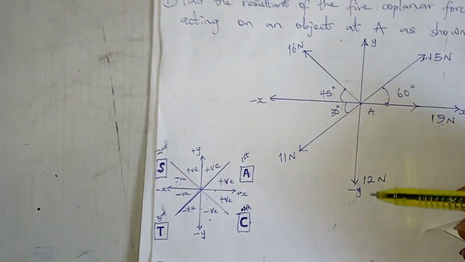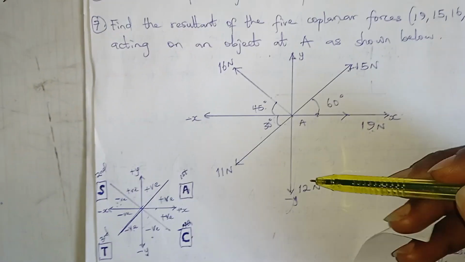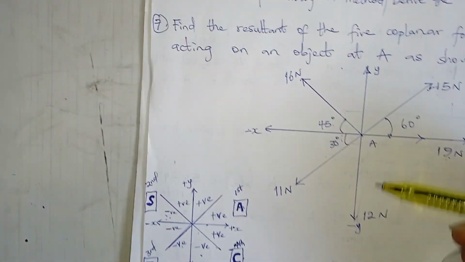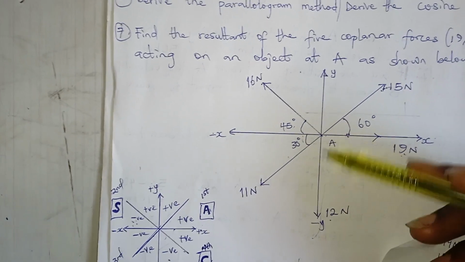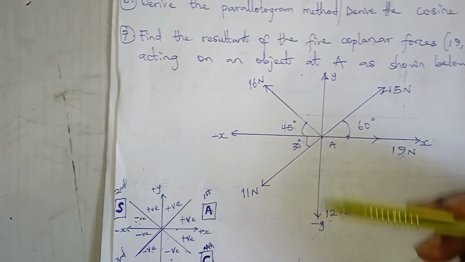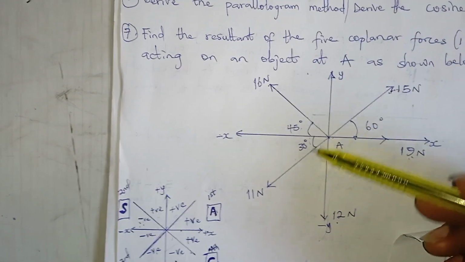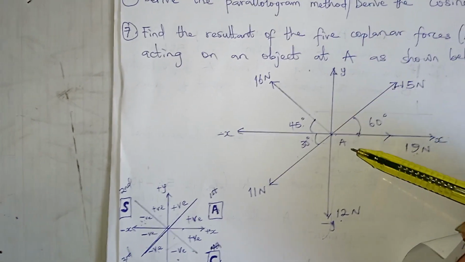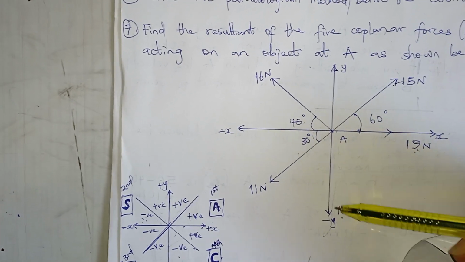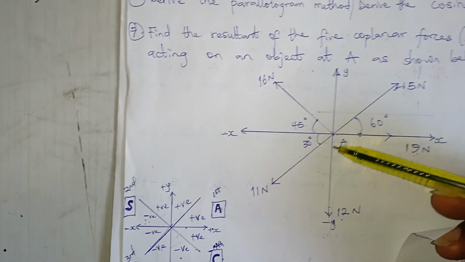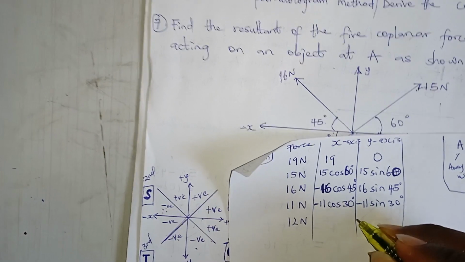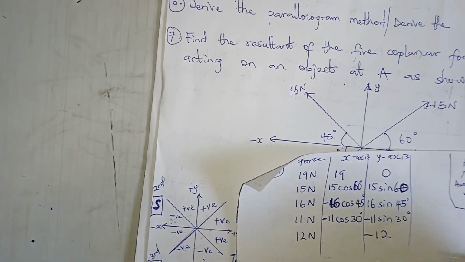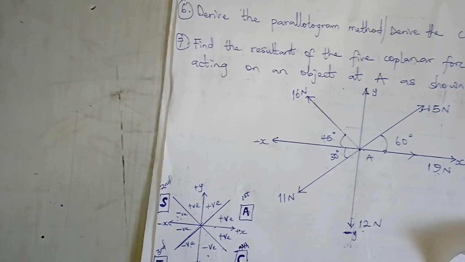Notice this is the 12 Newton given to us. This 12 is at y, and since it's already at y, there's no need to resolve it, because every other one given to us is not at y or x, so we are trying to pull it to y and to x. So this is already at y, so it is negative at y. The y value here is negative, so it's going to be on the y-axis, minus 12, just like that. I don't need to put a sign or anything to it.